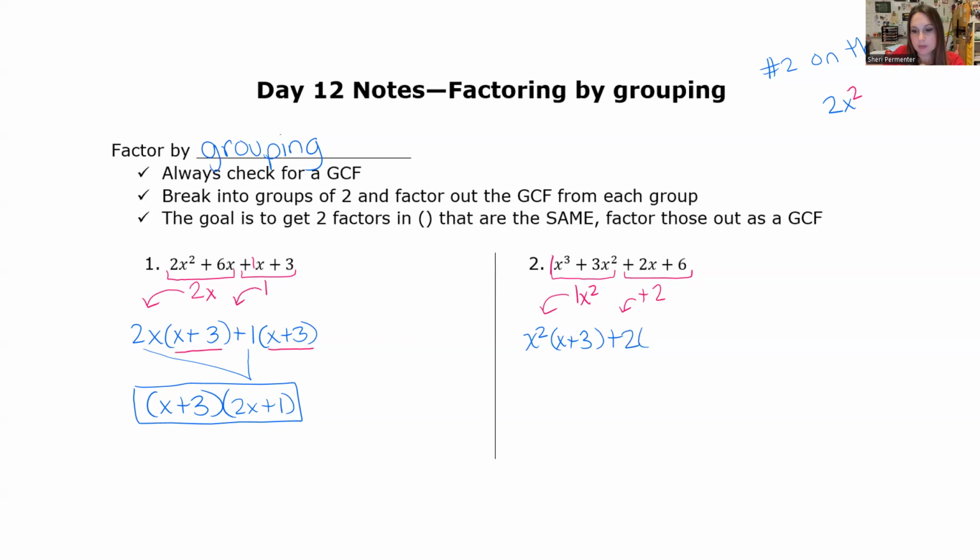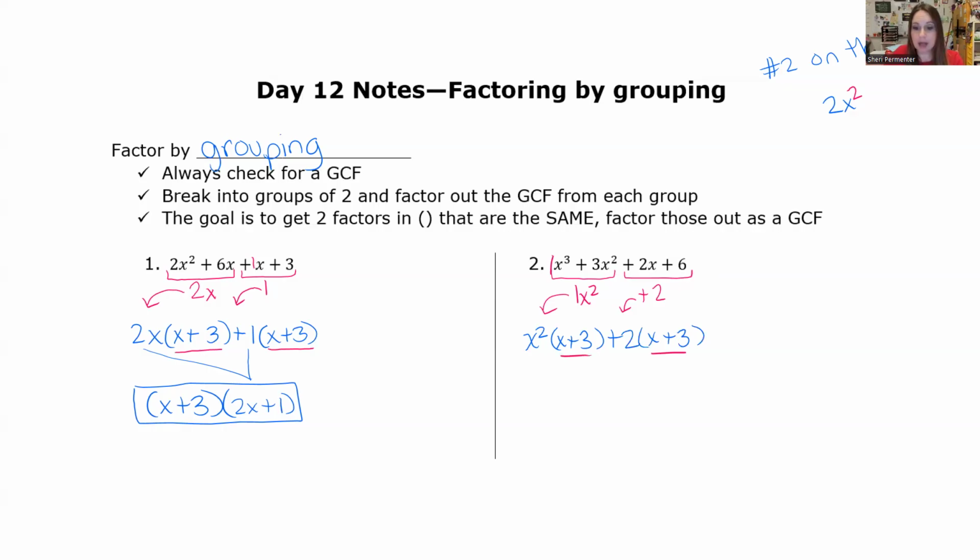Plus 2, and then I'm going to put in parentheses what I have left. 2 divided by 2 is 1, so I'm just going to put 1x, or just x. And then 6 divided by 2 is 3. Remember, the goal is to get 2 sets of parentheses that are the same. And so I got that. X plus 3 and x plus 3, they are the same.